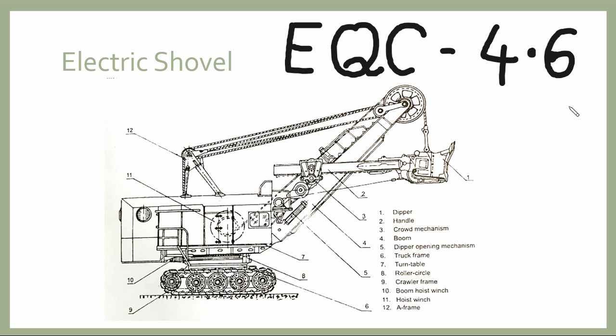This electric shovel basically consists of these 12 components, which are shown here: number 1, 2, 3, 4, 5, 6, 7, 8, 9, 10, 11 and 12. So let's read the picture in a proper way.